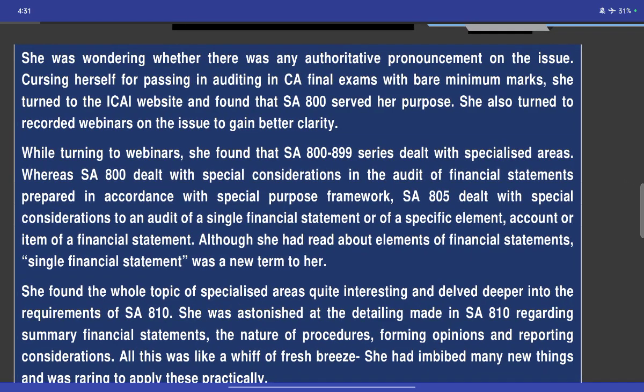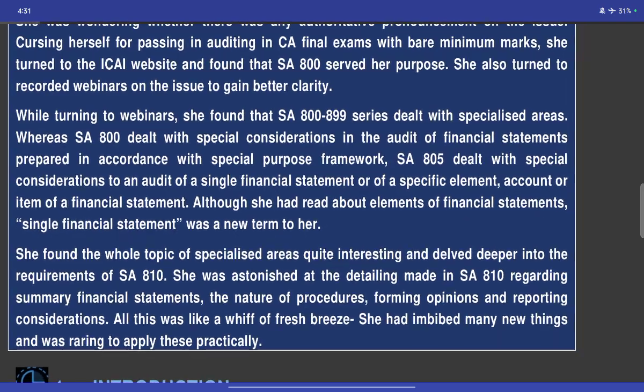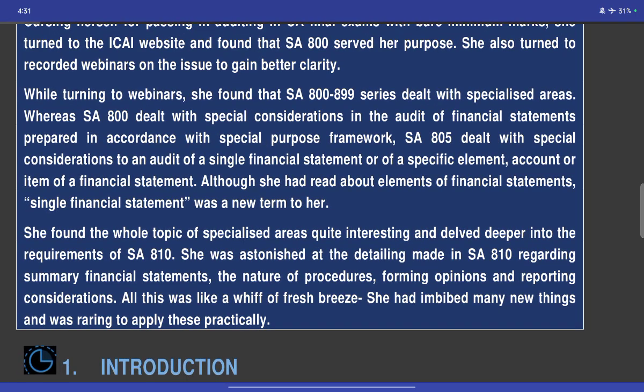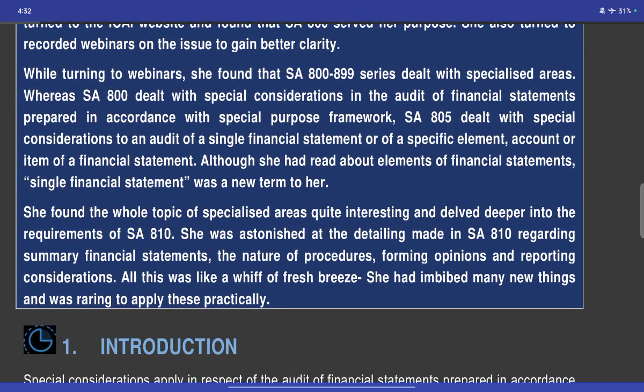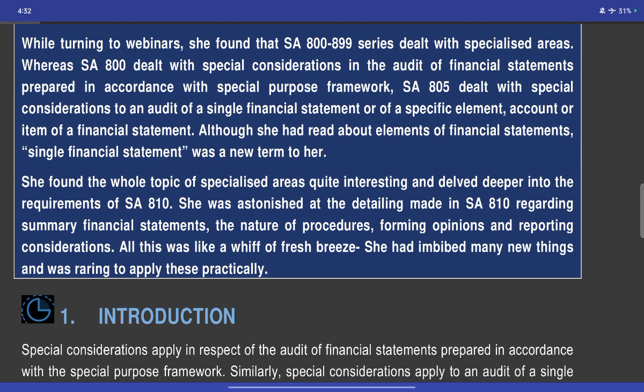Preparing herself to pass the auditing paper in the CA Final exam with bare minimum work, she was told to visit the ICAI website of the CA. She was also told that recorded webinars on the issue give better clarity. While going through the webinar, she found that SA 800 to SA 899 deal with specialized areas. SA 800 deals with special considerations in the audit of financial statements prepared in accordance with a special purpose framework. SA 805 deals with special considerations in an audit of a single financial statement or a specific account or a specific item in the financial statement.